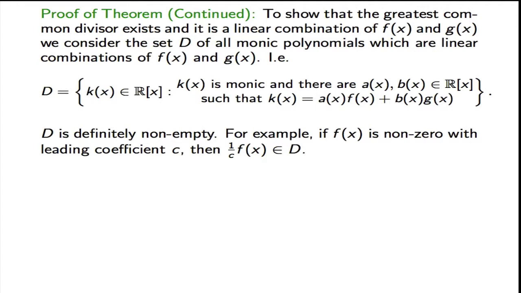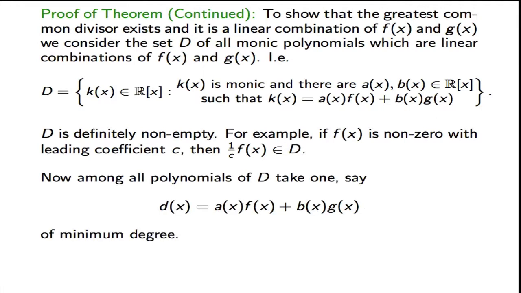So this set D is definitely non-empty. For example, if f of x is non-zero, and it has leading coefficient c, then definitely 1 over c times f of x belongs to D. Why? Because 1 over c f of x is monic, and in this definition here, we can take a of x to be 1 over c, and we can take b of x to be the zero polynomial. So definitely D is non-empty.